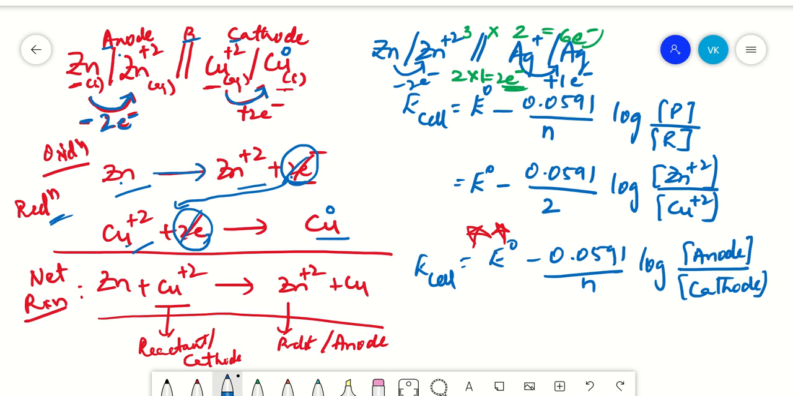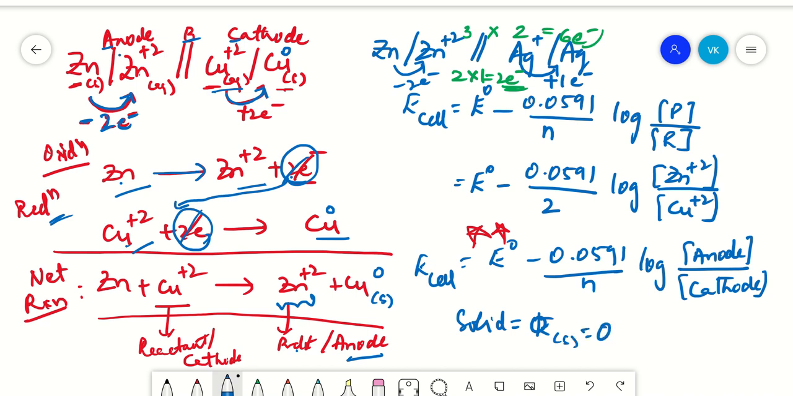Now see here, what is product and what is reactant here? Your Zn plus 2 is your product. What is the Zn plus 2? That is the electrolytic solution where your anode is dipped. So this is your anode. And Cu plus 2 is the electrolytic solution where your cathode is dipped, right? So this is your reactant, the cathode. And solids here will have electrode potential value as 0. Solids will have electrode potential value 0. E of solids will be equal to 0.